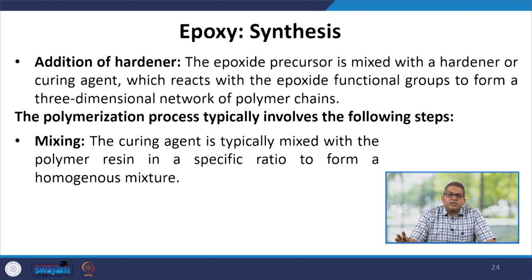Now, sometimes the addition of hardener is very vital. The epoxide precursor is mixed with the hardener or curing agent, which reacts with the epoxide functional group to form a three-dimensional network of polymer chains, and this makes them harder and harder. The polymerization process typically involves different steps. The first step is mixing. The curing agent is typically mixed with the polymer resin in the specified ratio to form a homogeneous mixture. So this is again an important thing.